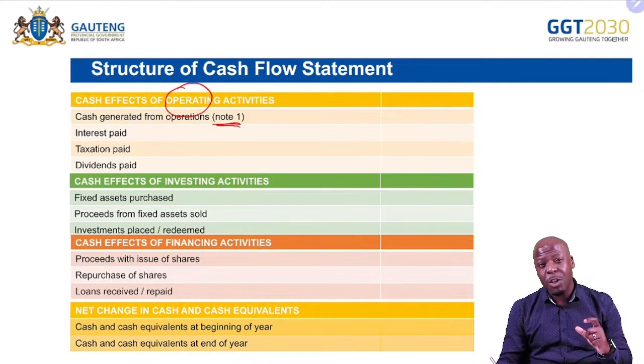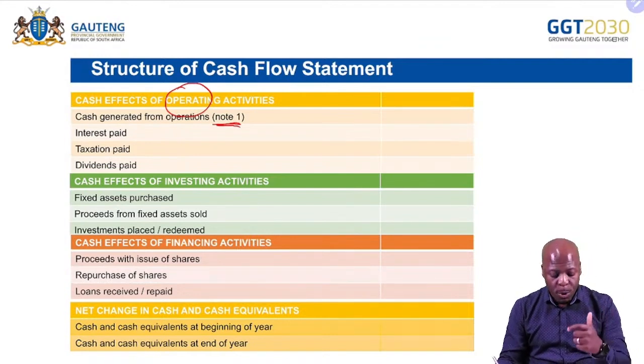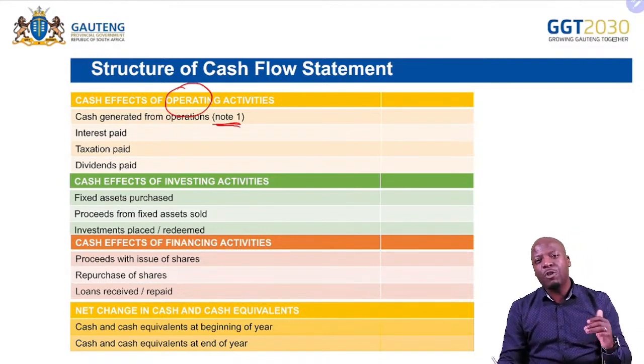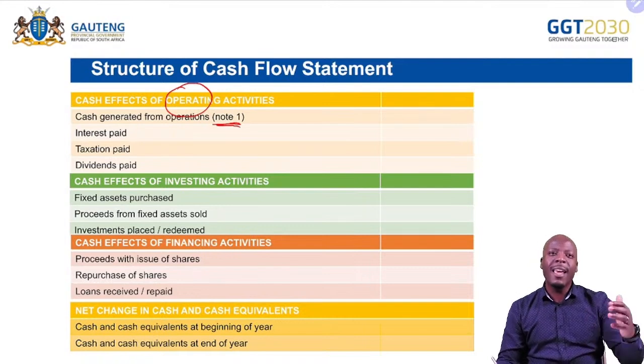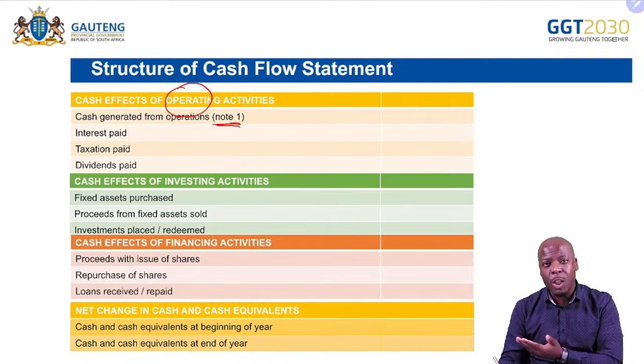One of the calculations we will do on the side is cash generated from operations. The cash generated from operations, which is our note number 1, is a very interesting note because it is related to the income statement. So I'm going to show you how we do that as well.